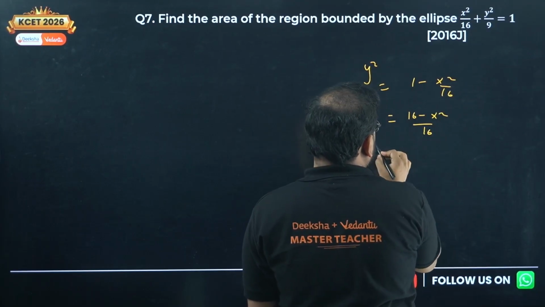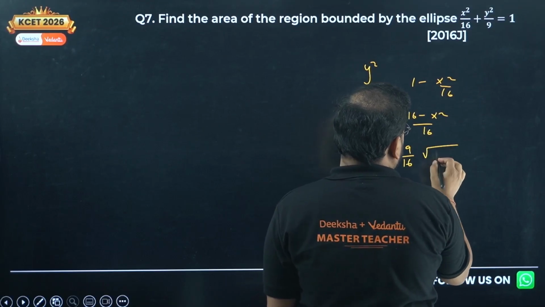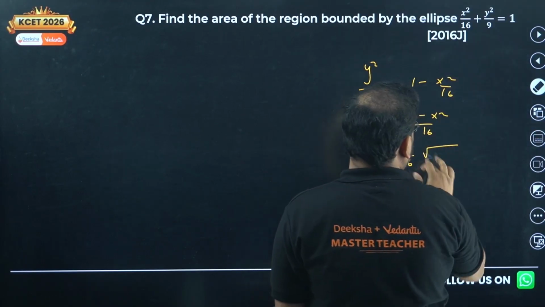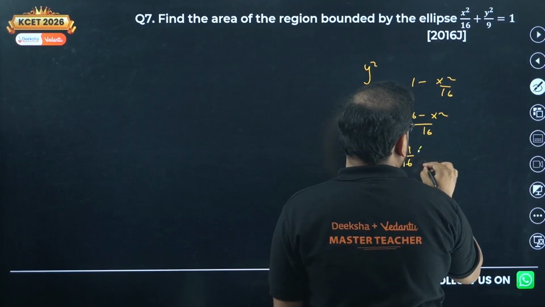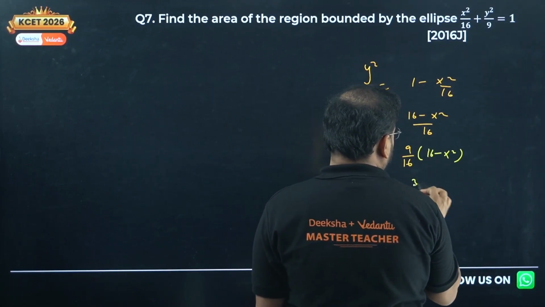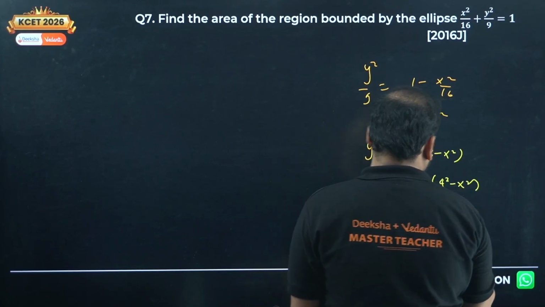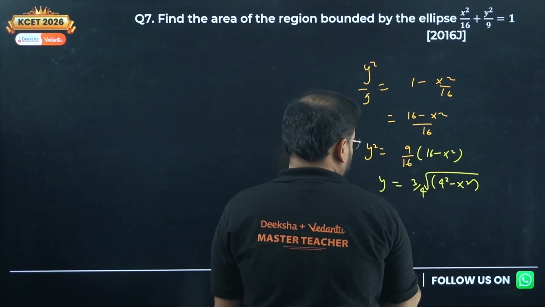So I get the value of y square as 9 by 16, and not the root. We'll have the bracket first, so bracket of 16 minus x square. So we get the value of y as 3 by 4, root of 4 square minus x square. Now integration will become what?